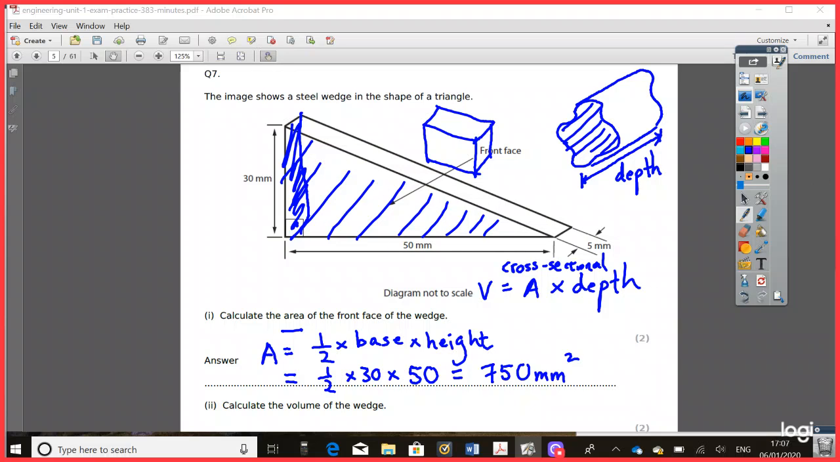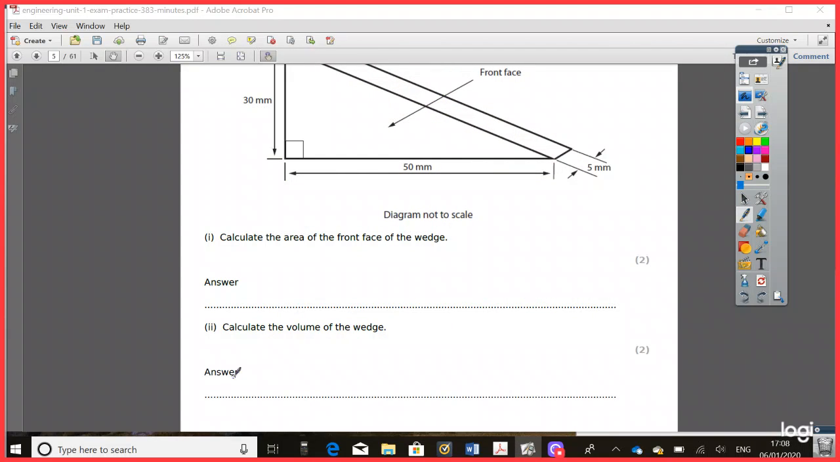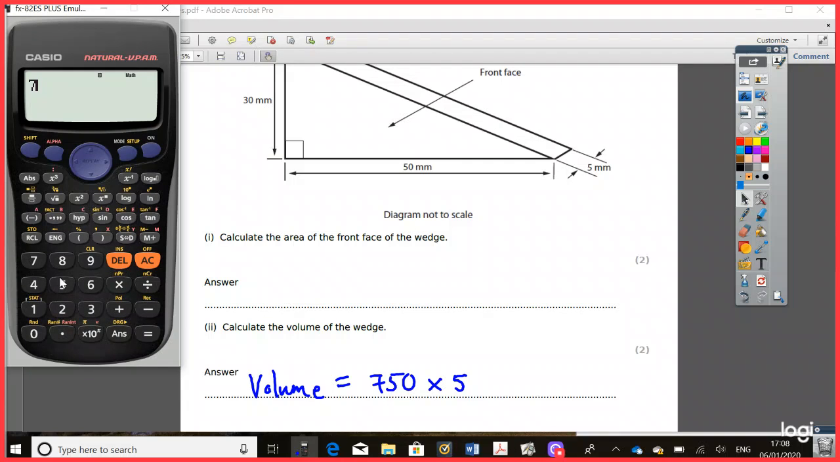So without further ado, I would just move that up, take that off. So therefore, volume is simply equal to 750 times 5. If you wish, you can do it in your head, but just for the sake of speed and in case I make an error, 3750. So 3750 millimeters cubed. Again, it's cubed for volume.